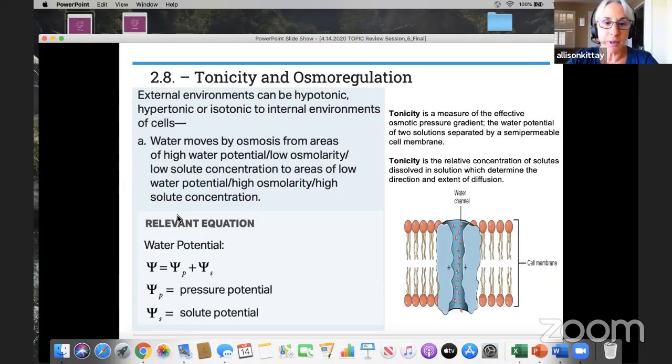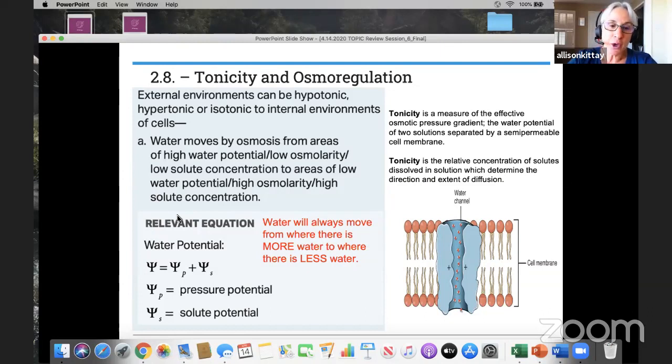So we can say that water moves by osmosis from areas of high water potential to low water potential, or we can say it moves from low osmolarity to high osmolarity, or we can say that it moves from low solute concentration to areas of high solute concentration. All of those things are saying the same thing, but they're saying it in a different way. Okay, so when I teach this to my students, I always tell them that the most important thing to remember is to remember where water is, and water will always move from where there is more water to where there's less water. And we'll see examples of this in relation to water potential, osmotic potential, and solute concentration throughout today's lesson.